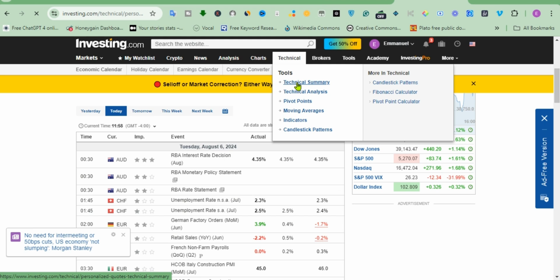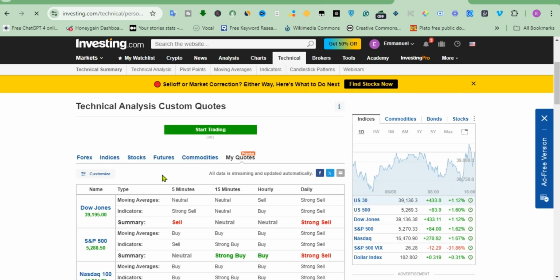Now when you get to the technical summary, you will see all the instruments for trading. You see forex, indices, stocks, what have you. Let's go to Forex first. Let me start with Forex.